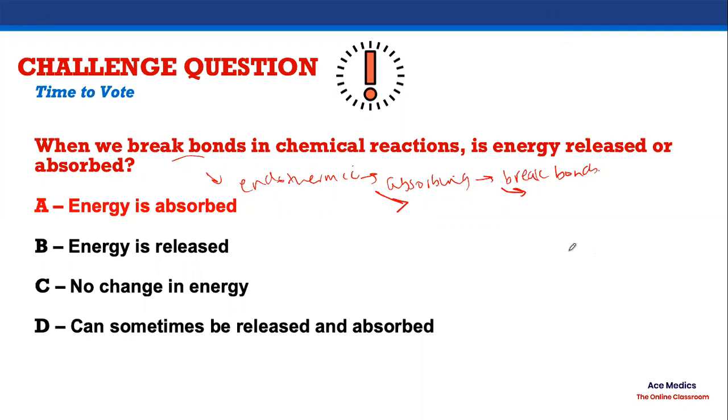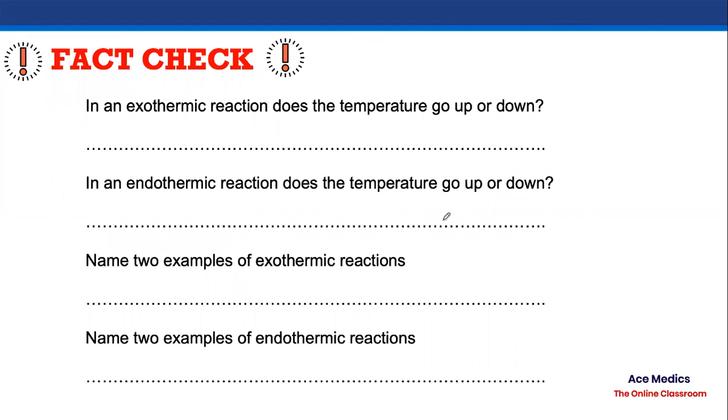Does that make sense as to when we break bonds in chemical reactions, whether energy is being absorbed or whether it's being released? Do we understand this question? It's kind of a harder question because the wording is a bit different, but do we get it? Yeah? No? Yes, we get it. Okay. Yeah. Okay, cool. So now we're gonna have a few more questions before we go on to collision theory.